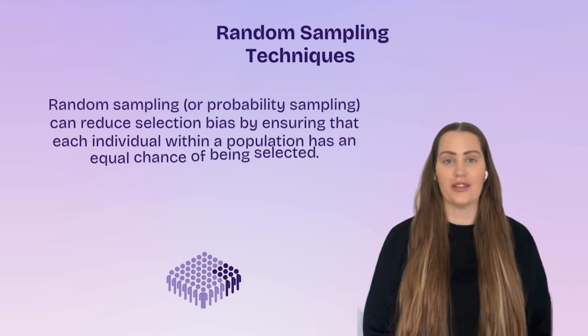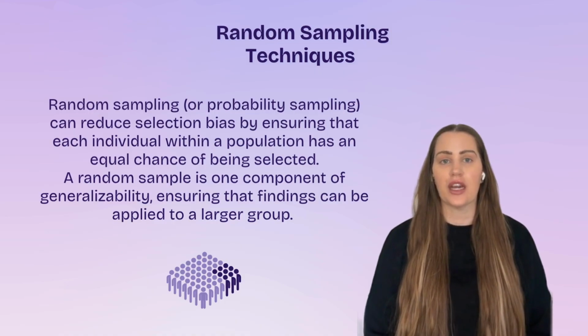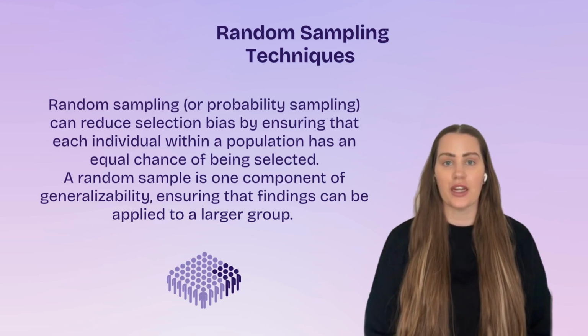Random or probability sampling is a technique used to create samples that have the same characteristics as the population that they represent. The generalizability of a sample refers to the ability of its findings to be applied to a larger population. Representativeness, random sampling, and sample size all contribute to generalizability.